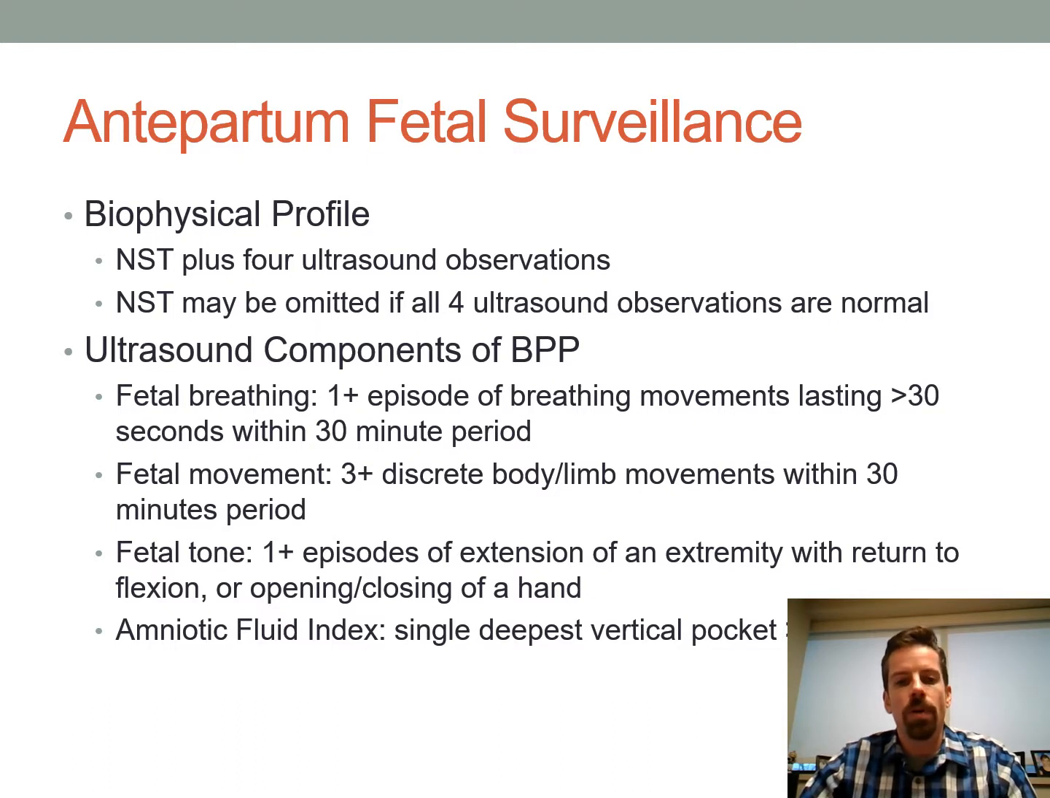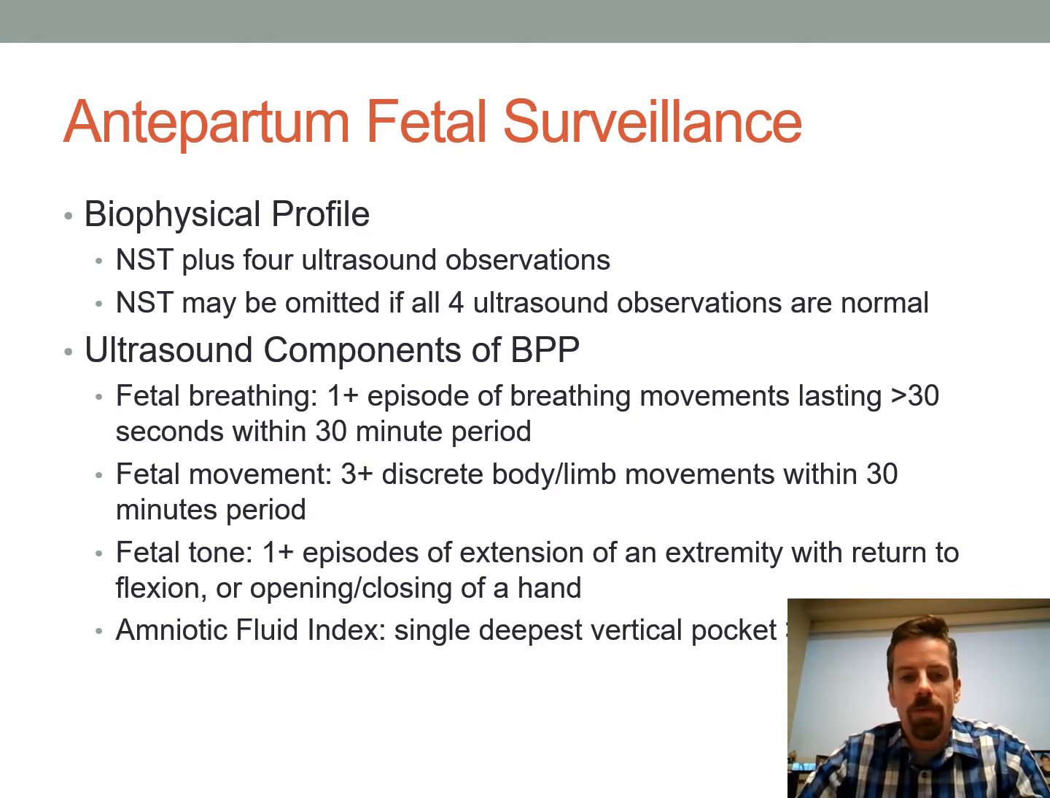What you're observing for is fetal breathing, fetal movement, fetal tone, and amniotic fluid index. And in the infinite wisdom of whoever came up with the biophysical profile, this is 2 points for each. They get 0 or 2, so it's scored out of 8. Honestly, I don't know why it's not scored out of 4, but that's just the method that was chosen, is to score it out of 8.